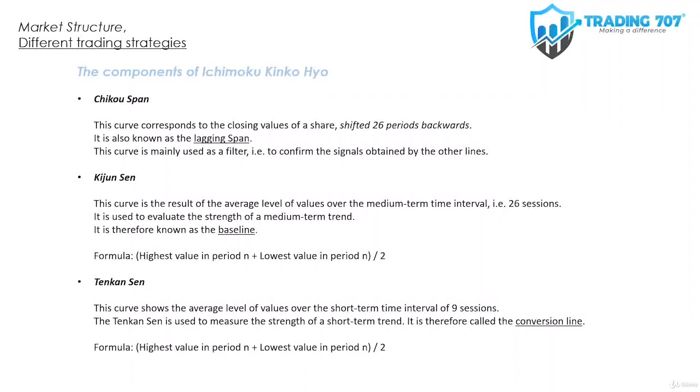Then the Tenkan sen. This curve shows the average level of value over the short-term time interval of 9 sessions. The Tenkan sen is used to measure the strength of a short-term trend. This is therefore called the conversion line. About its formula, it is the same as the Kijun sen. Only the period will differ. So 26 sessions for the Kijun sen and 9 sessions for the Tenkan sen.